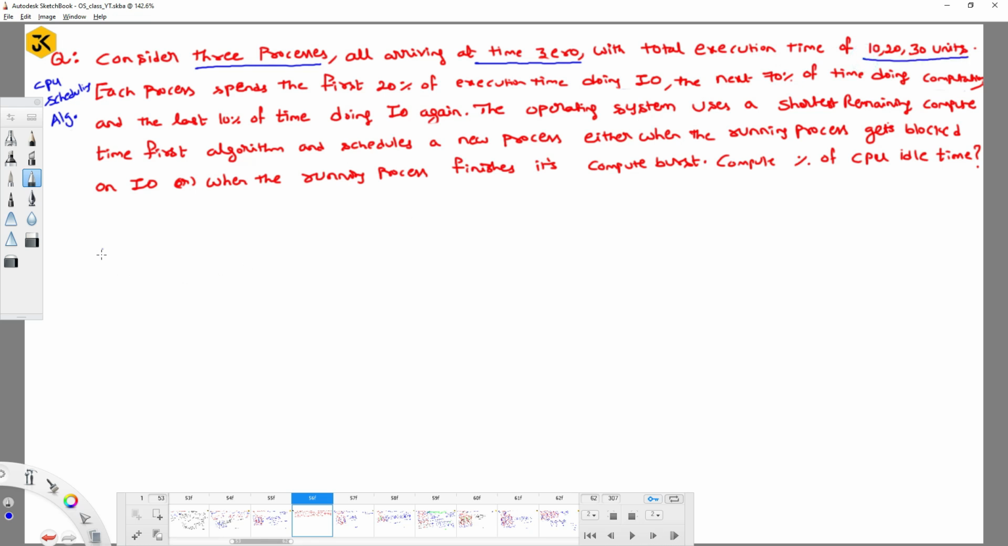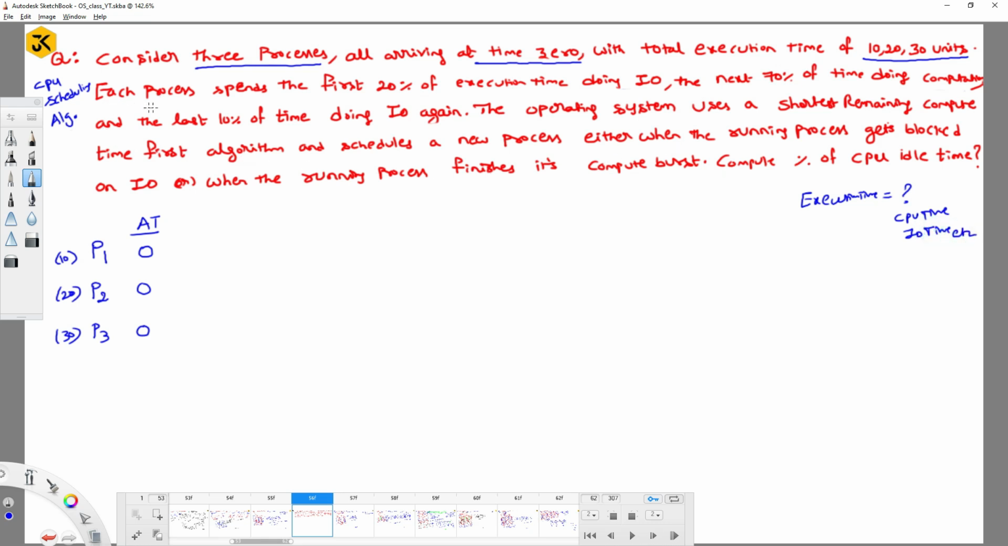Here I will try to draw a table representation so that it will be easy for you. There are three processes, and they are saying that all arrive at time 0, meaning their arrival times are 0 and their total execution times are 10 units, 20 units, 30 units. Total execution time can be a combination of various kinds of things, am I right? It can be CPU time, IO time, etc. Okay, let me read the question.